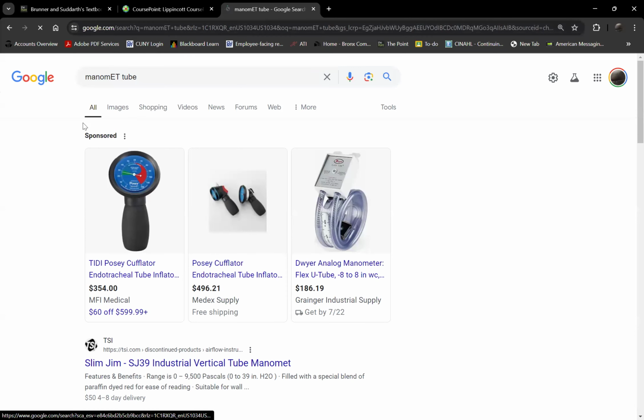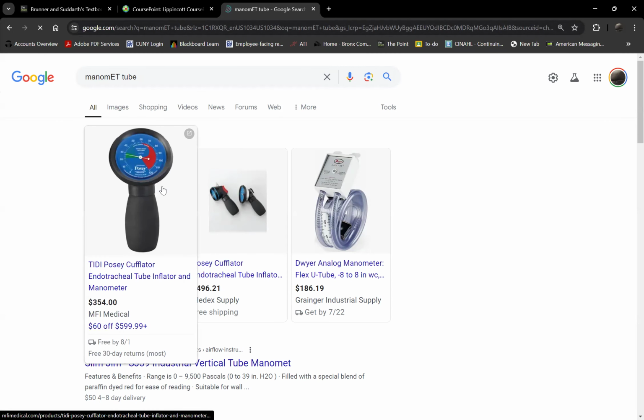Okay, here it is. CO2, symmetrical chest rise and what? Lung sounds. Okay, so this is a manometer. This one, the blue screen. It's like a tire gauge pressure indicator. So you attach this to the pilot balloon.